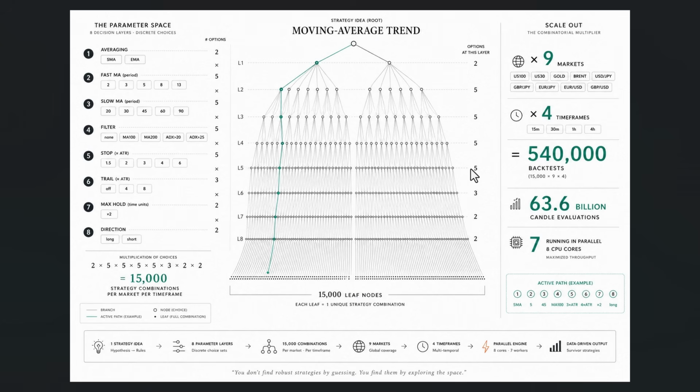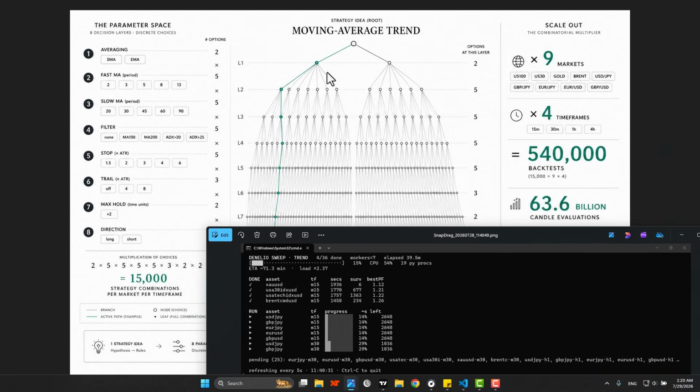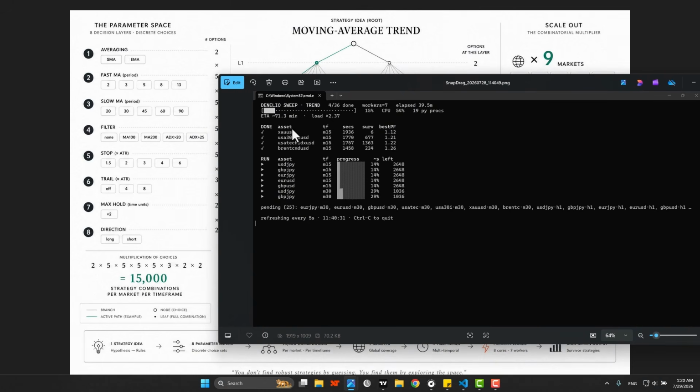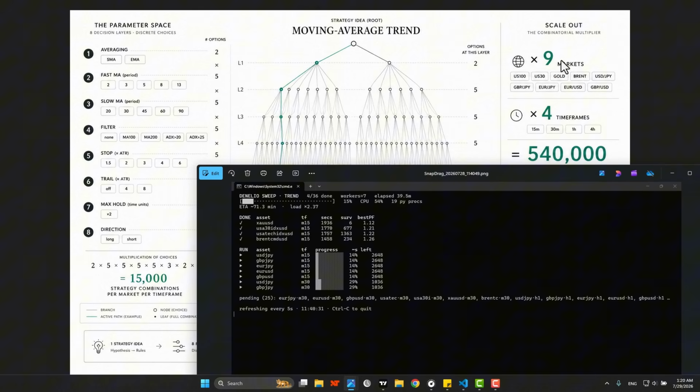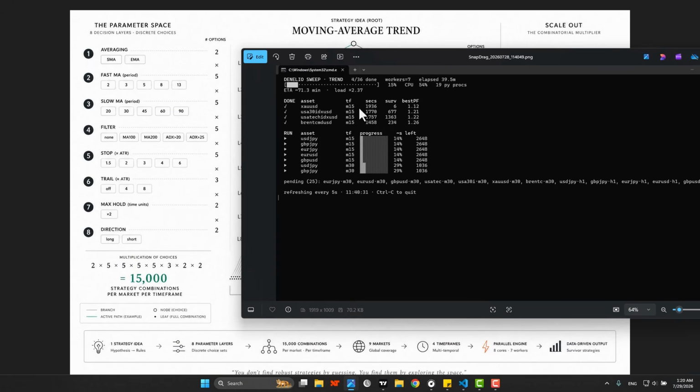For me, here's how much it took. As you can see here, this is a picture that I took earlier. This is a sweep. The sweep is basically what's happening here, sweeping across all of this. This is the backtest. It is first trying gold on the M15. So we're choosing gold and we're choosing M15. Now it's running 15,000 backtests, 15,000 strategies on the 15-minute time frame on gold. This is what this represents.